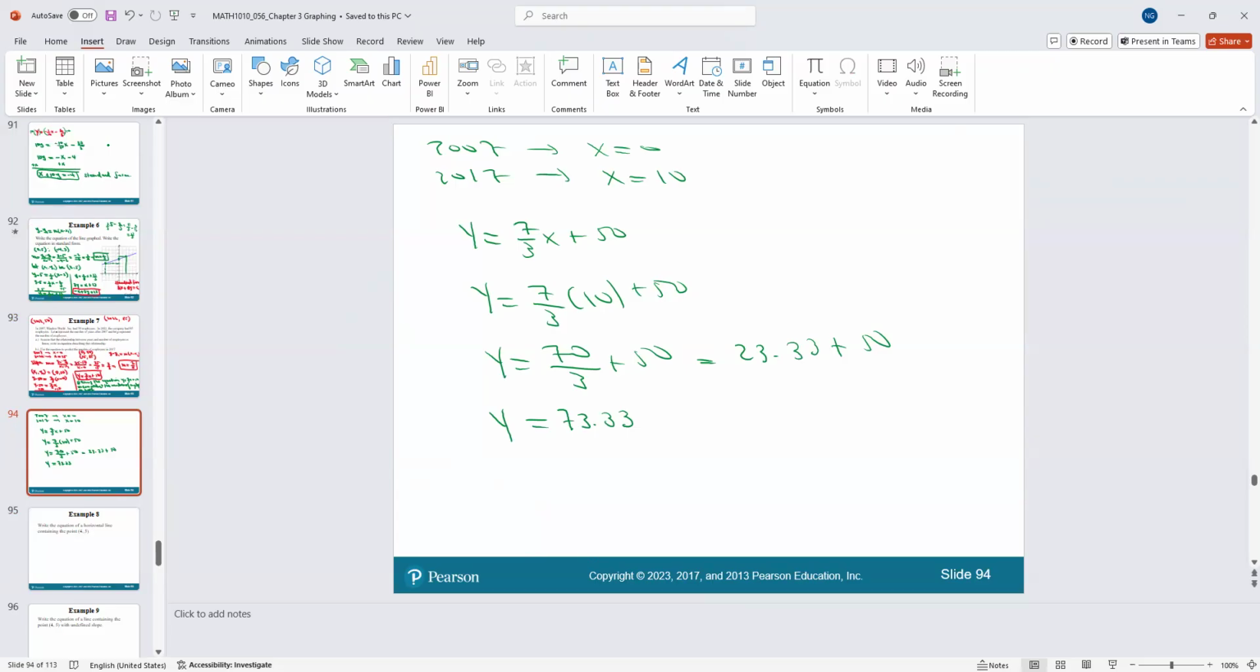So 73.33, we're supposed to round up, but in this case, because the budget for that company is limited to no more than 73.33, we prefer to round down to 73 employees. All right. So using that equation of the line, we can predict that the company would have 73 employees in 2017.